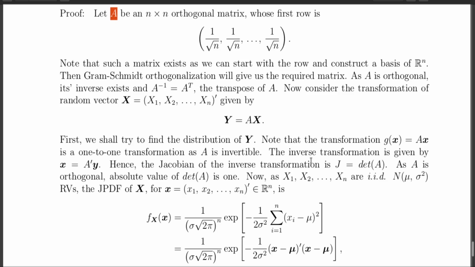Now note that when I find the Jacobian, that turns out to be nothing but the determinant of the matrix A transpose, which is the same as the determinant of A. Now, as A is orthogonal, the determinant is either +1 or -1, but that does not change anything because finally I need to take the absolute value of the Jacobian. So the absolute value of the Jacobian is 1.